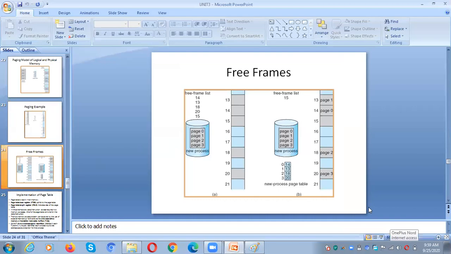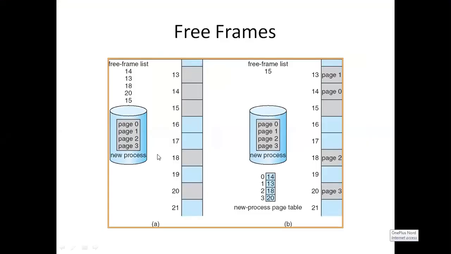Here, try to follow the cursor. The entire new process is divided into 4 pages: page 0, page 1, page 2, page 3. In order to run this process, we need to keep it in the main memory. This is the main memory, right? To know where we can keep these process pages, we need to know the free frame list. This is the list of free frames available in the main memory.